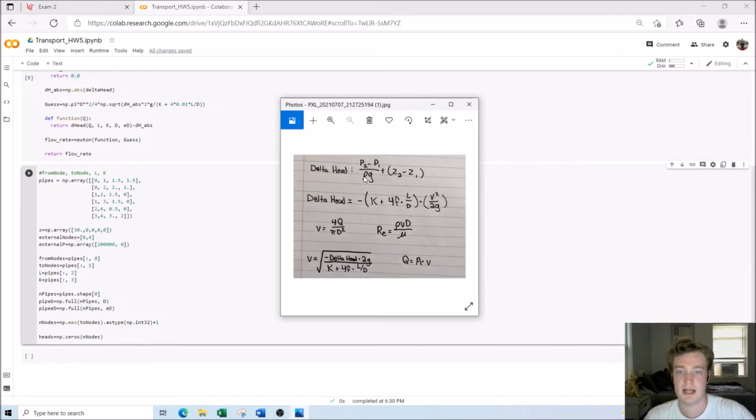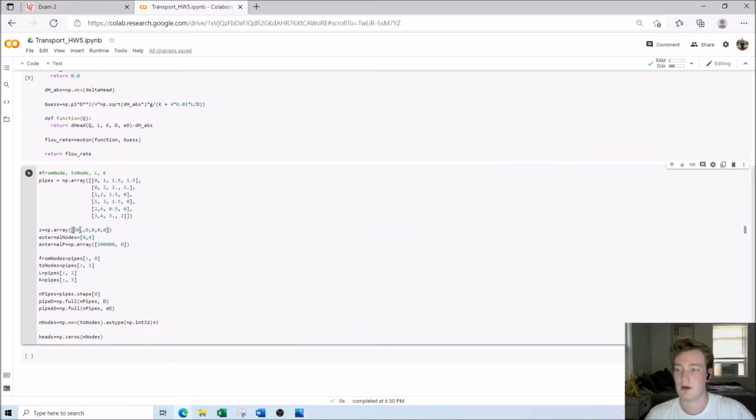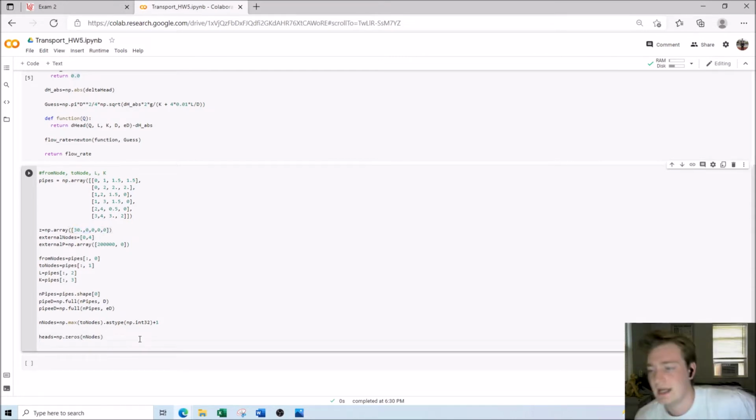Do we know the density? The density for everything's the same? Yes. We know the gravitational constant. It's a constant. Do we know the elevations? Yeah, we know the elevations for everything. So that means we can go ahead and calculate the heads for all of the external nodes.